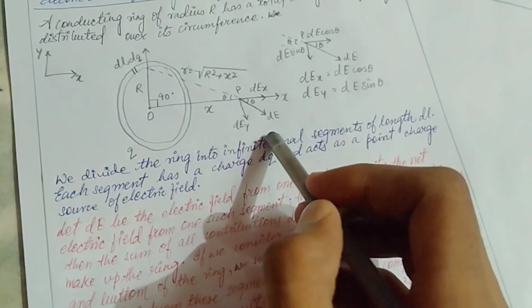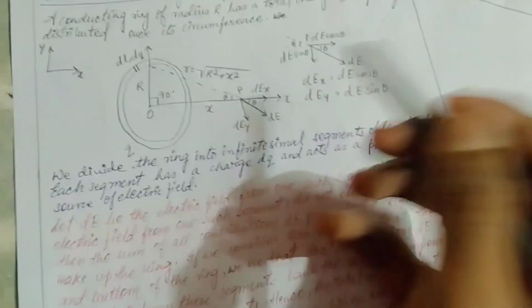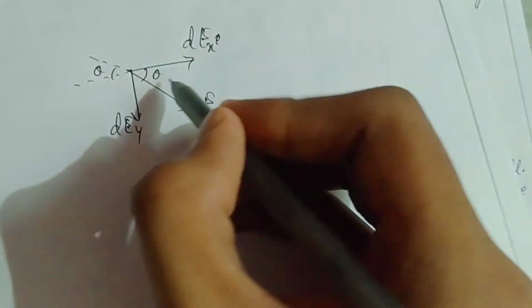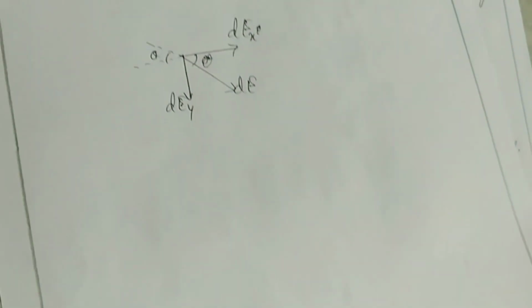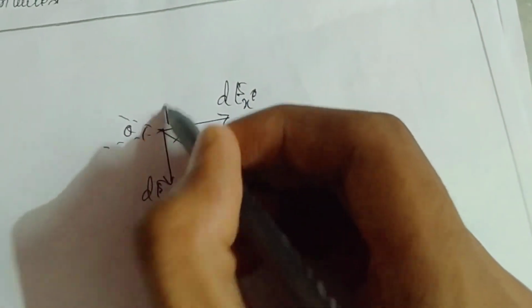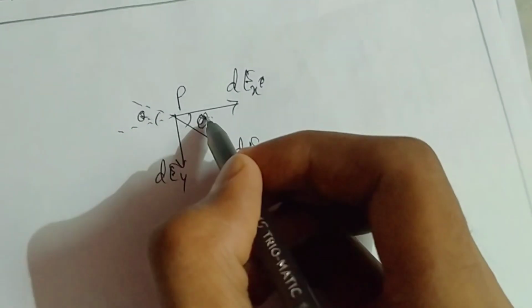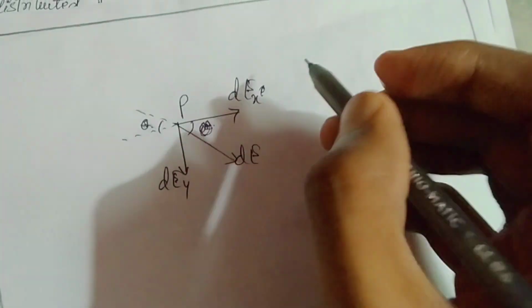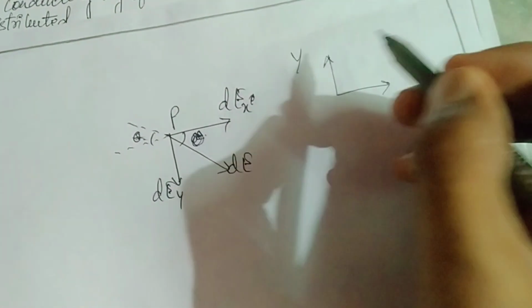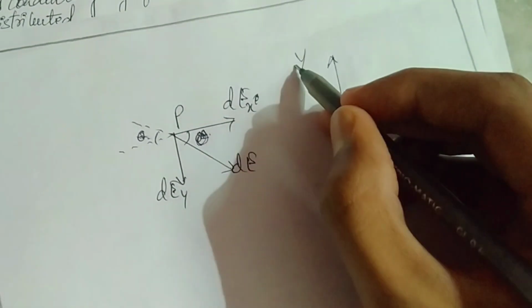Okay, and this is dE. It forms an angle theta at point P, and these are vertically opposite angles. All right, so we take out two components. First we will be naming the axes, x axis and y axis.